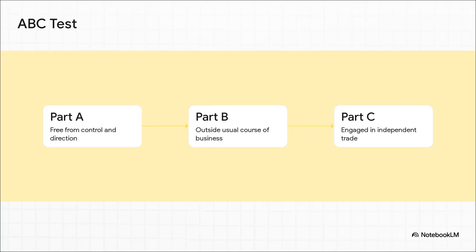Finally, we have the strictest test of them all, the ABC test. This is the law of the land in states like California, New Jersey, Massachusetts, and Illinois. It's a strict three-part test, and all three parts must absolutely be satisfied. Part A, they must be free from control and direction. Part B, the work must be performed outside the usual course of the company's business. And Part C, they must be customarily engaged in an independently established trade. Fail even one and they're an employee.